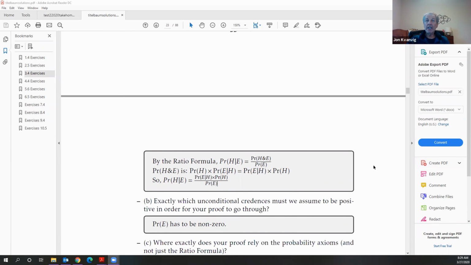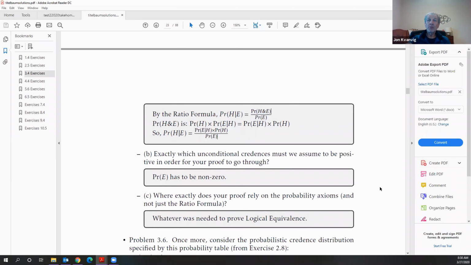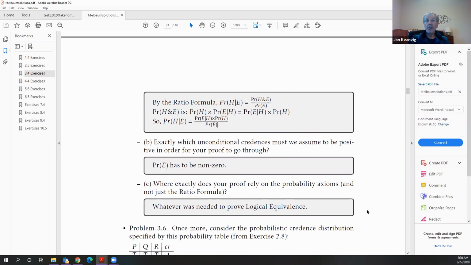Okay, exactly what unconditional credences must we assume to be positive in order for the proof to work? Well, the probability of E can't be 0. Otherwise, the ratio formula can't be applied to H given E. Where does your proof rely on the probability axioms? Well, we relied on logical equivalence, so whatever we use to prove logical equivalence will be needed for this.